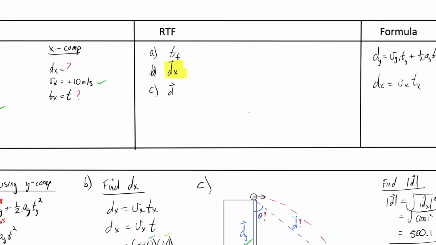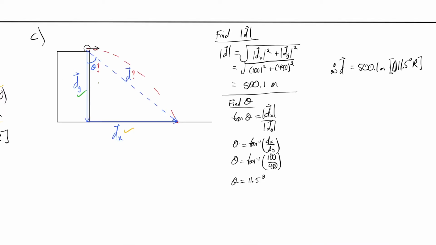But the final part is asking for the total displacement. Well, in this case, the total displacement is actually this vector right here. It is not the red dashed pathway here. It's this direct vector here. Let me just highlight it. That would be our displacement. So we have to figure out the magnitude and this angle.